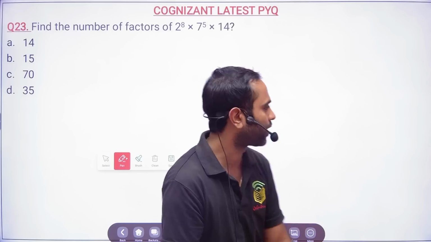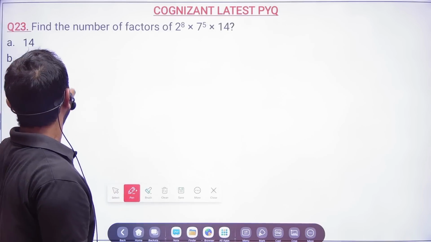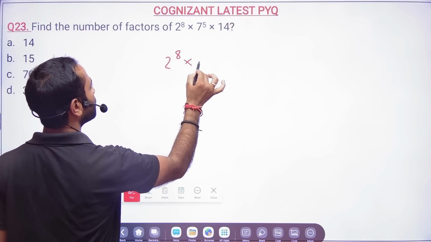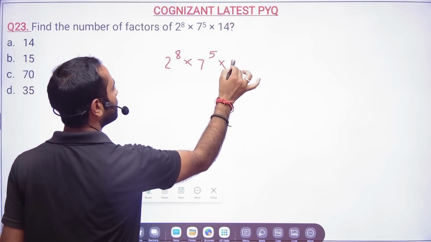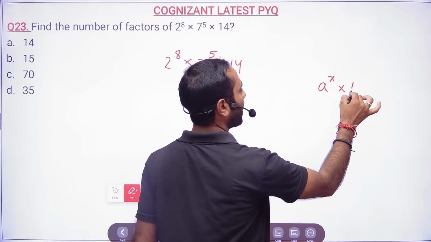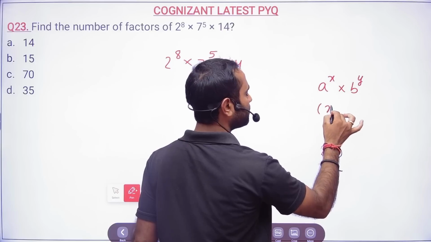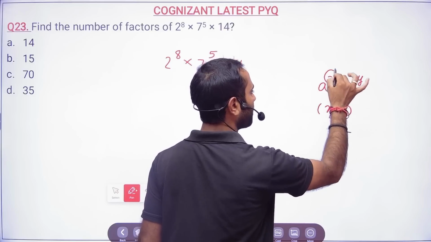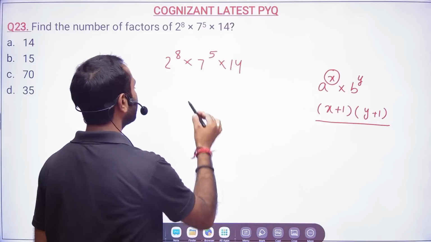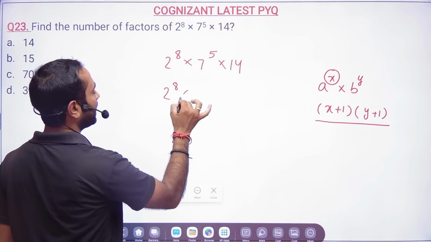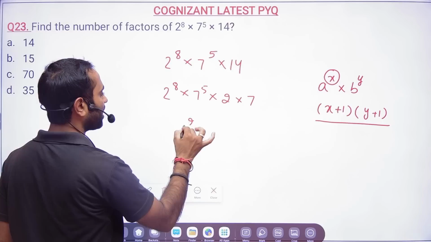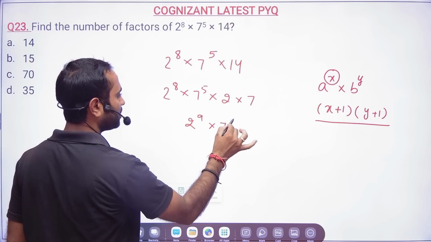Now friends, find the number of factors of 2 to the power 8 into 7 to the power 5 into 14. See, if we have to find the factors of this, then it will be x plus 1. So whatever power we have, plus 1. So here 2 to the power 8 into 7 to the power 5 into 2 into 7. So this will become 2 to the power 9 into 7 to the power 6.